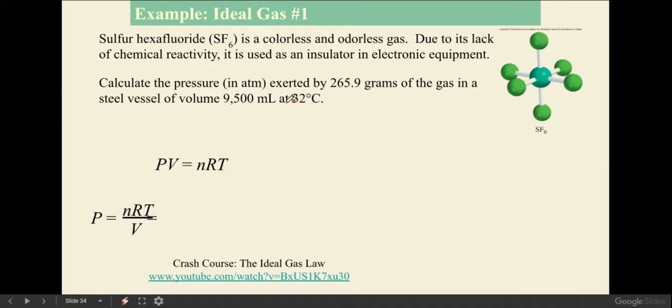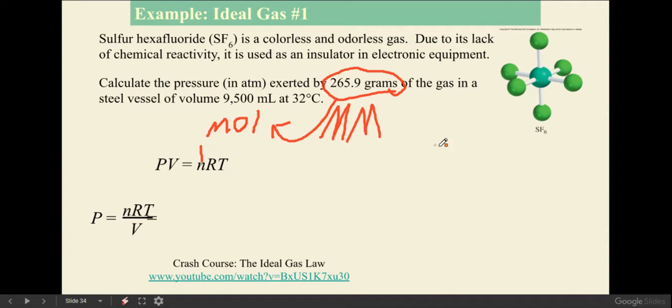So at this point, we just need to punch in the numbers and solve for pressure, except we have to convert everything. So we have 265.9 grams, but n, that is moles, M-O-L, moles. So we have to convert first. I'm hoping after a year of chemistry, you know how to go from grams to moles. And if we were in class, I'd say, it rhymes with molar mass. And you'd say, oh, yeah, molar mass.